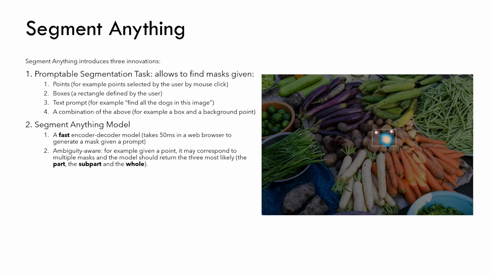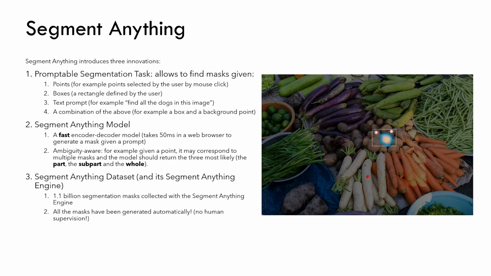And it's also ambiguity aware. For example, given a point, that point may correspond to multiple objects. If we click here, for example, in this area, it may indicate this vegetable, or all this vegetable, or only the white part of this vegetable. And this means that the model cannot know, of course, what our intent is, so the model will return the 3 most likely masks, indicating the part, the subpart, and the whole.